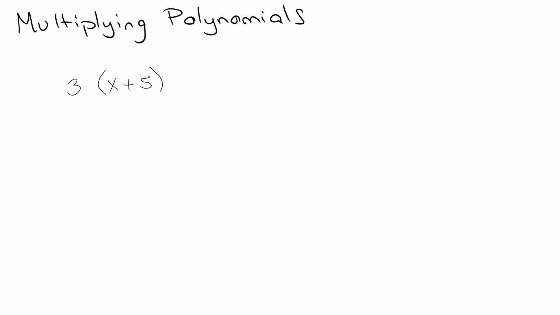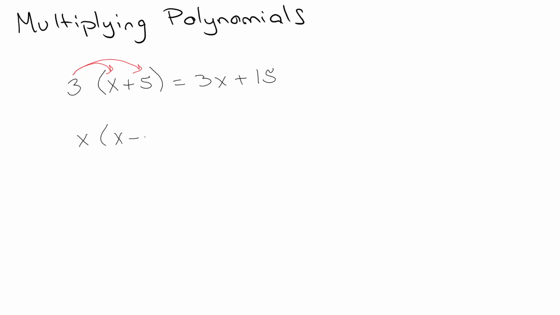Now you may or may not already know, but I think you probably do, that I can distribute this 3 across, and I can make the 3 be multiplied by the x, and the 3 be multiplied by the 5. So I can get 3x plus 15. Pretty good?